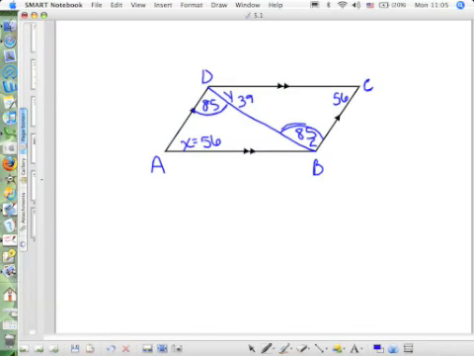You have a triangle here where the 3 angles must add up to 180. So he just looked for the missing measure. And then here, 56 is the opposite angle to 56, so they also must be equal to each other. Okay?